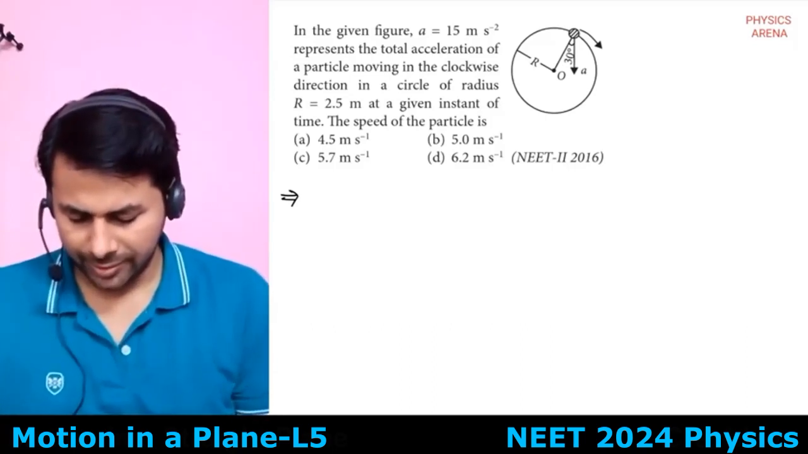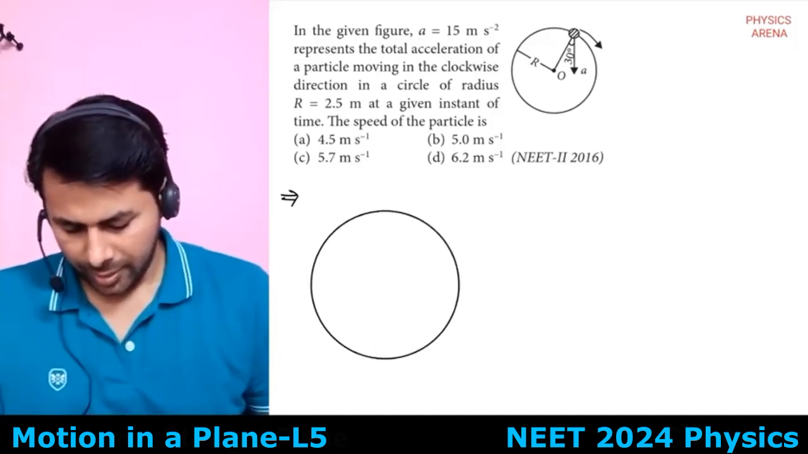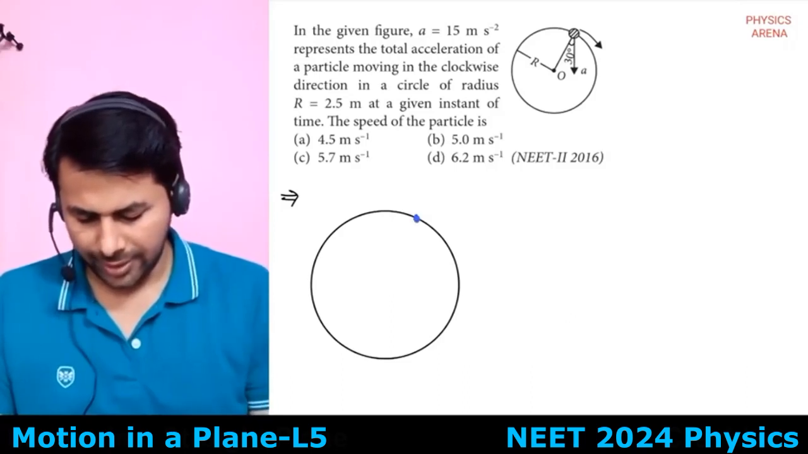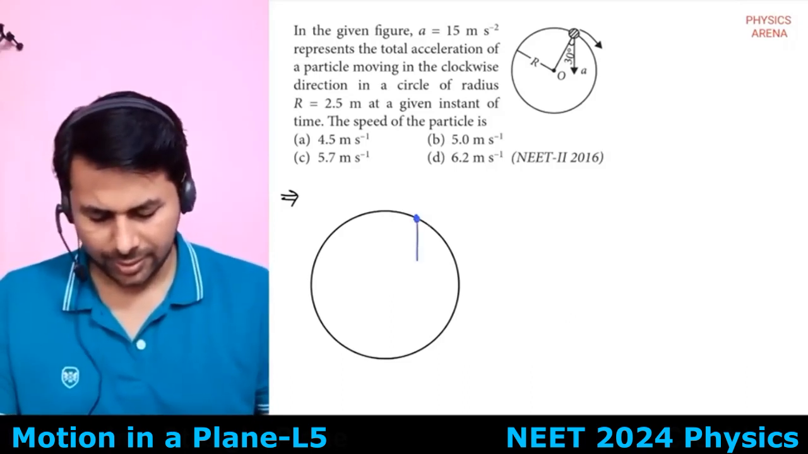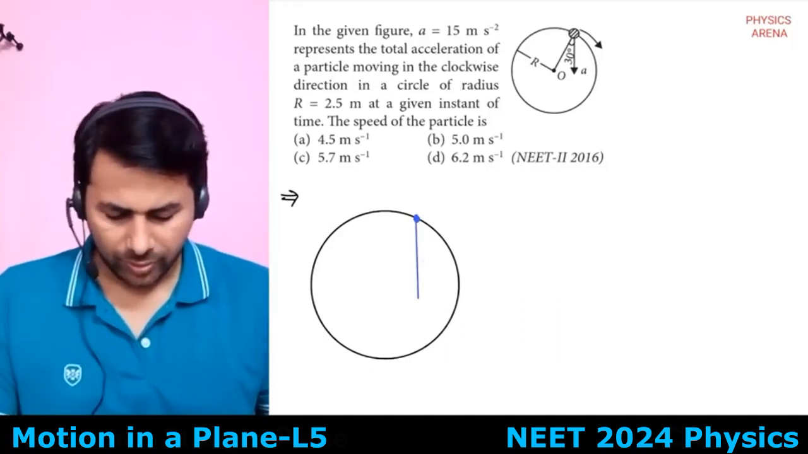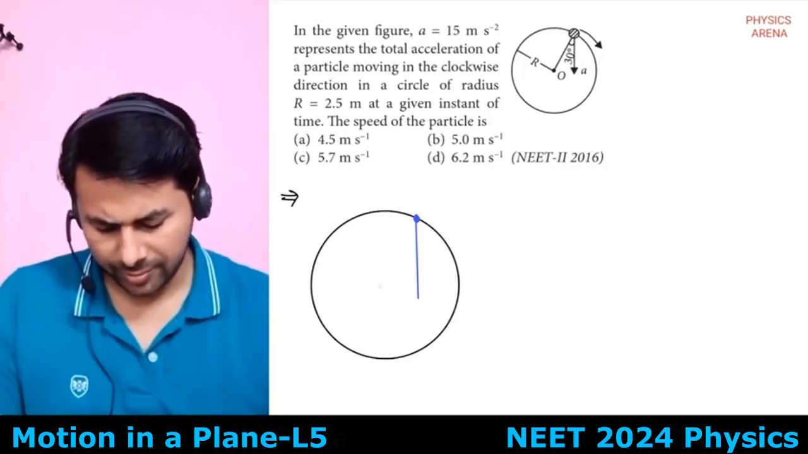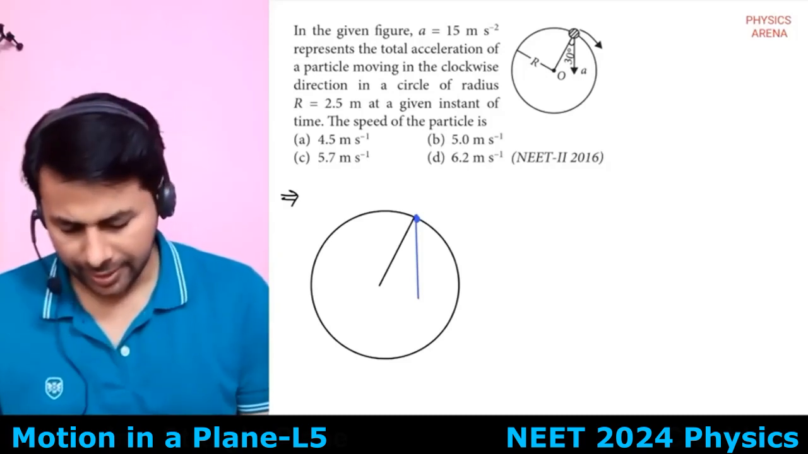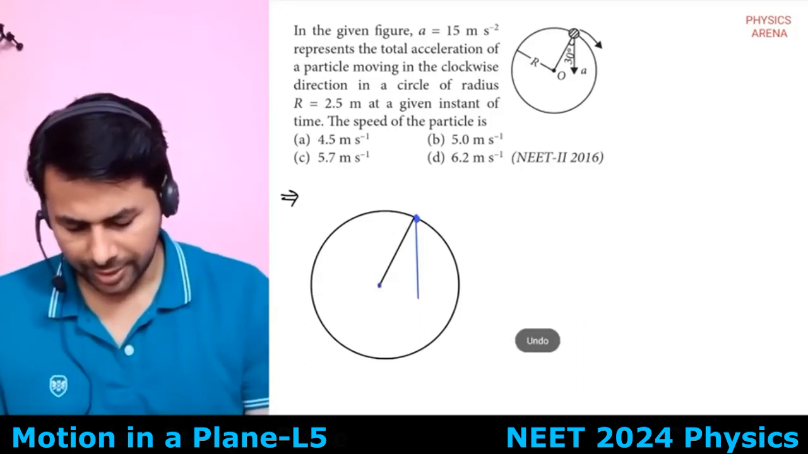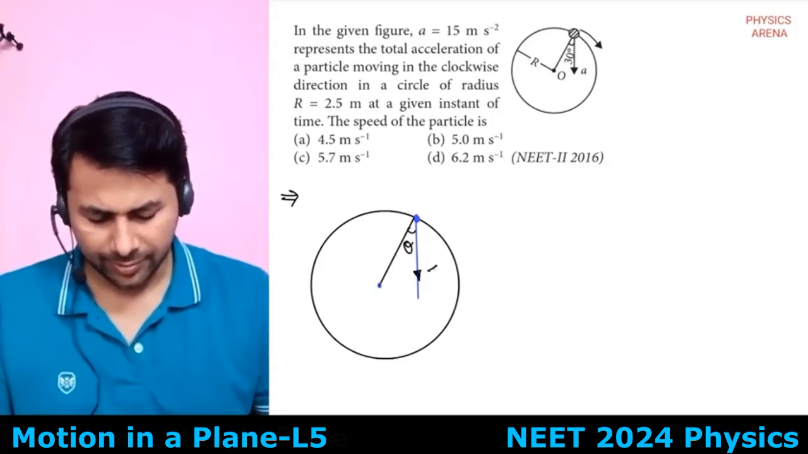Yeah. So see, this is simple actually. You have total acceleration. Okay, this is your object. And total acceleration is directed like this. Right. So what will be the direction of centripetal acceleration? It's always towards the center of the circle. This is the center, suppose. So there is some angle between this total acceleration and centripetal acceleration. Angle is theta. So suppose this is A, total acceleration.